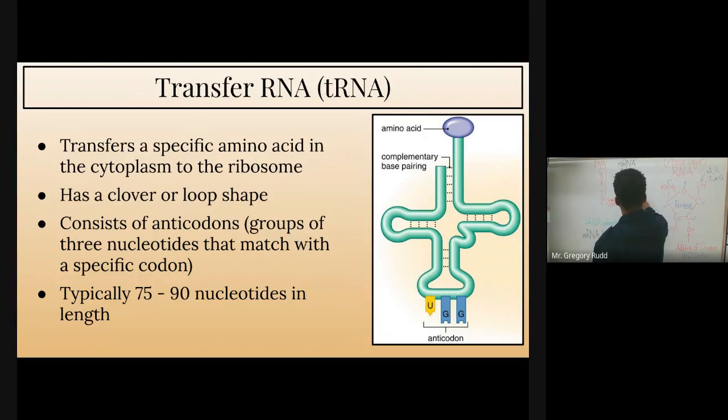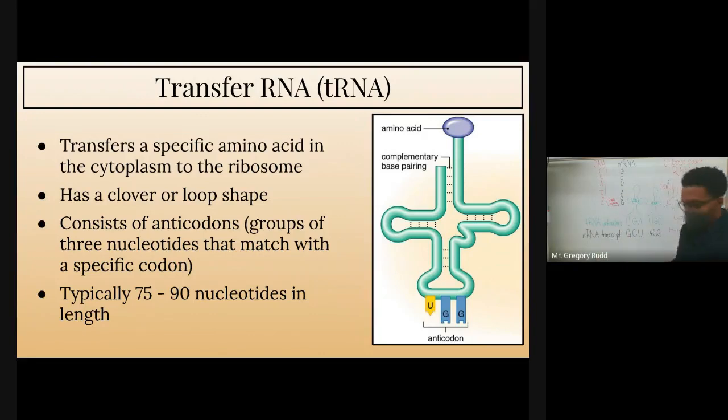Here's your tRNA. Here's another one, tRNA. And up here, there's going to be an amino acid. I'll use a different color.